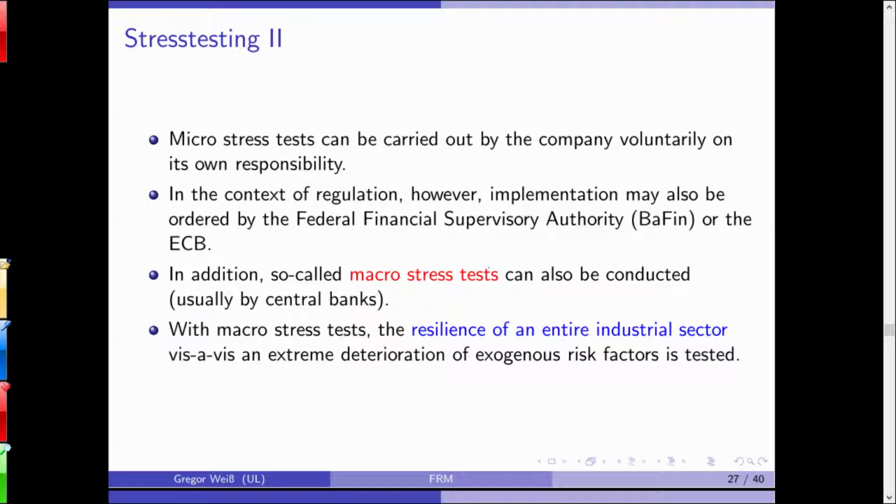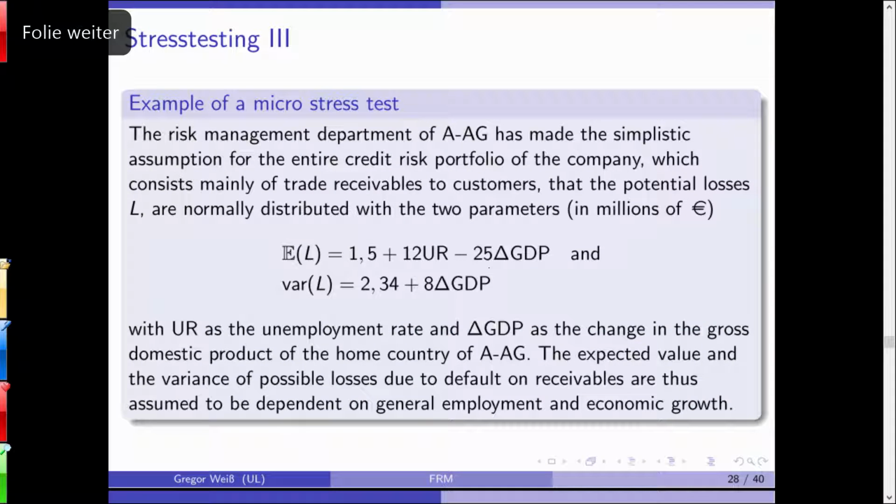Now, we can distinguish between micro stress tests. In a micro stress test, you try, as a company, to isolate and identify those effects on your company. In macro stress tests, for example, BaFin or the European Central Bank, they do stress testing for systemic reasons. They want to analyze the stability of the whole sector, and these are macro stress tests, and they are, of course, usually done by central banks. Okay. This is a constructed and very simple example of a stress test. What could you do?